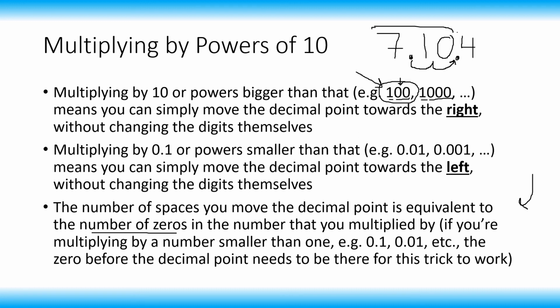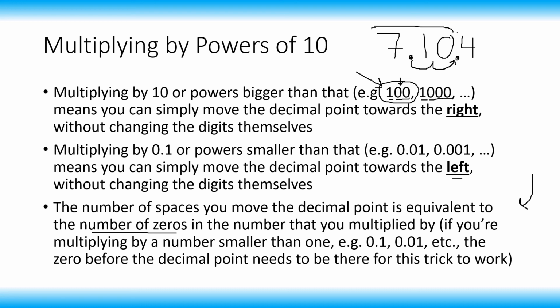If you're multiplying by basically the opposite, so if you're multiplying instead of 10, 100, 1,000, you're multiplying by a tenth, a hundredth, a thousandth, so 0.1, 0.01, or 0.001, and so on, then you move the decimal point towards the left instead. So that's the trick to it: if you're multiplying by 10 or bigger, then you're moving the decimal point to the right, and if you're multiplying by 0.1 or smaller, so a tenth or smaller, then you move the decimal point to the left.